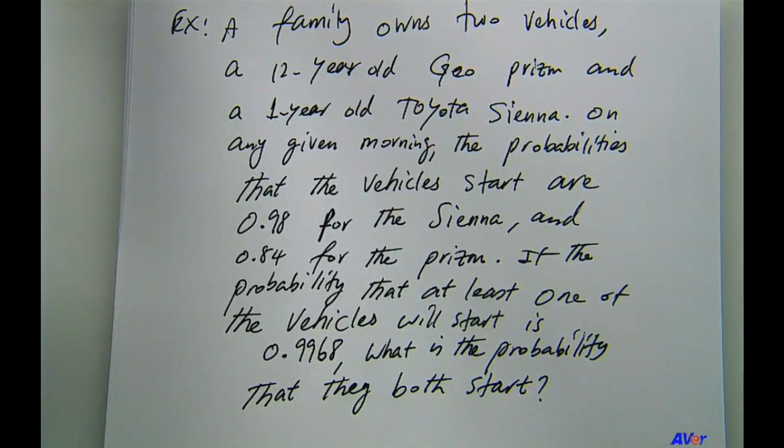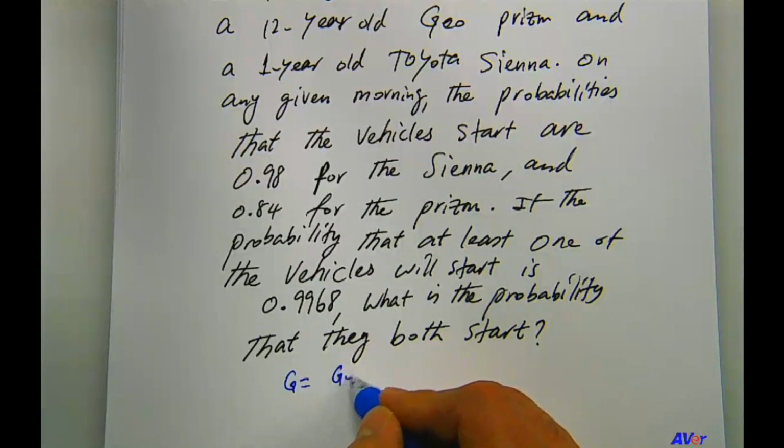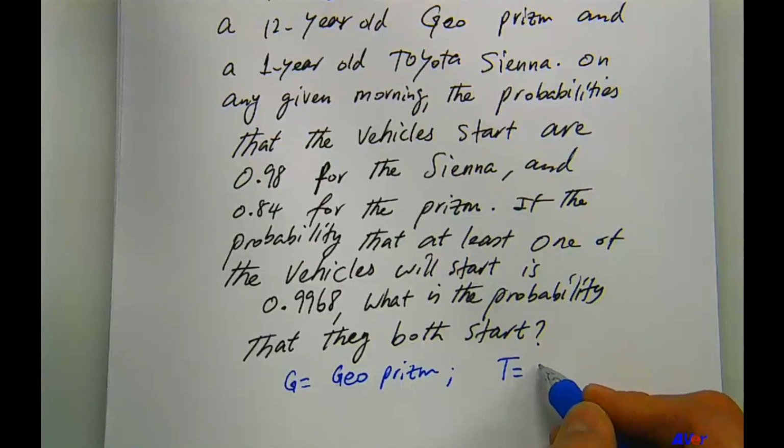Okay, so here we have a case where there are two types of vehicles, a 12-year-old GeoPrism and a 1-year-old Toyota Sienna. Let's give these variables, let's give this information life in mathematical terms. For the GeoPrism, we can pick G to represent GeoPrism, and T for the Toyota vehicle.